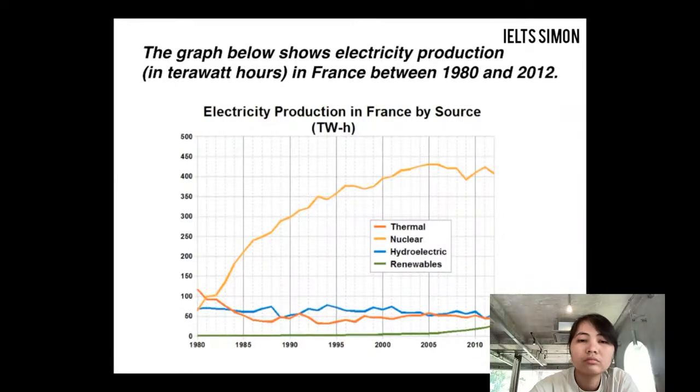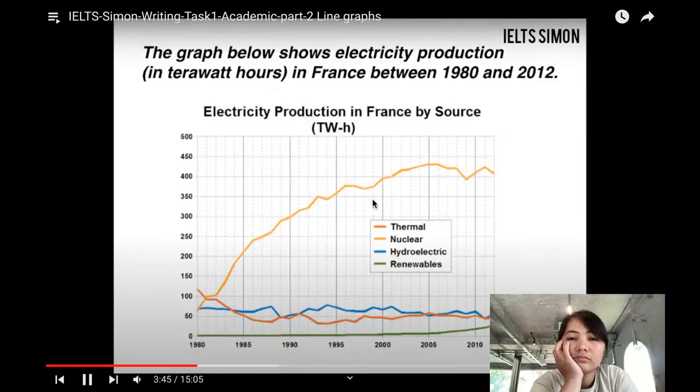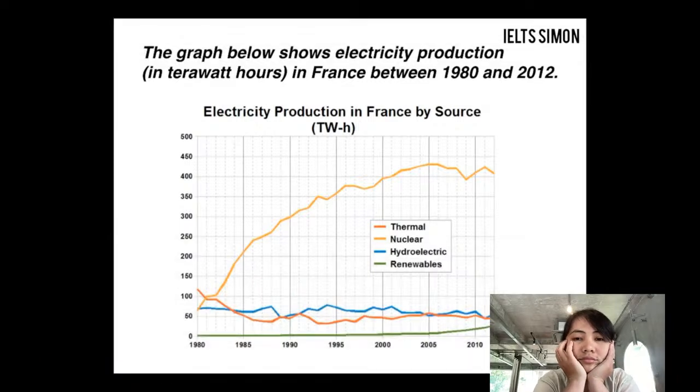You don't need to understand what that means. Just use terawatt hours as your units in your report. You can see on the graph, on the y-axis on the left, those units 0 to 500, those are the terawatt hours. So if we're talking about 500, we'll say 500 terawatt hours of electricity. At the bottom on the x-axis, you can see the years 1980 to 2012.